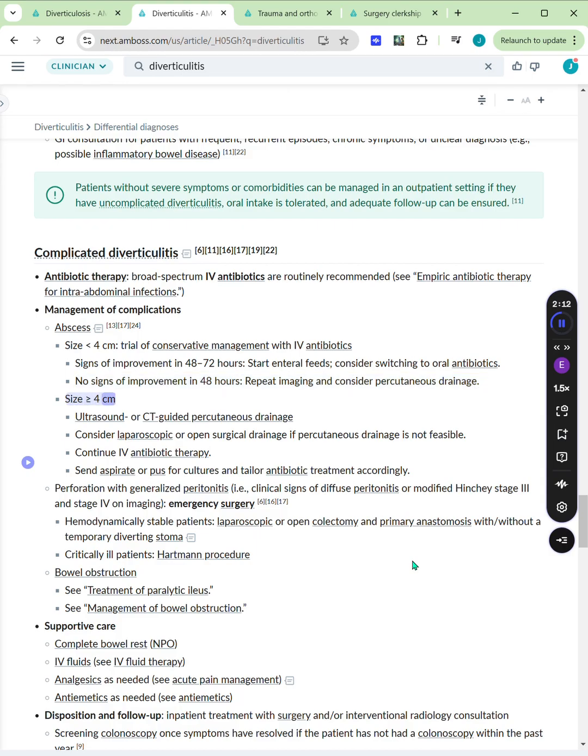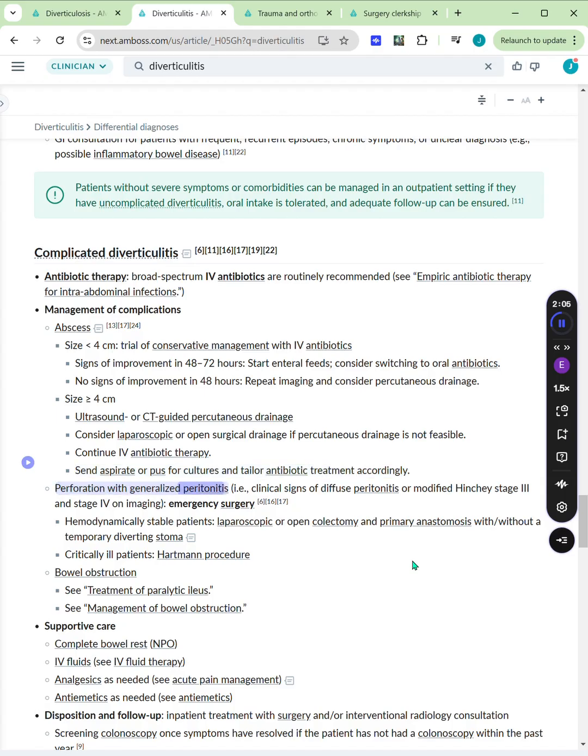Size greater than or equal to 4 centimeters: ultrasound or CT-guided percutaneous drainage. Consider laparoscopic or open surgical drainage if percutaneous drainage is not feasible. Continue IV antibiotic therapy. Send aspirate or pus for cultures and tailor antibiotic treatment accordingly.